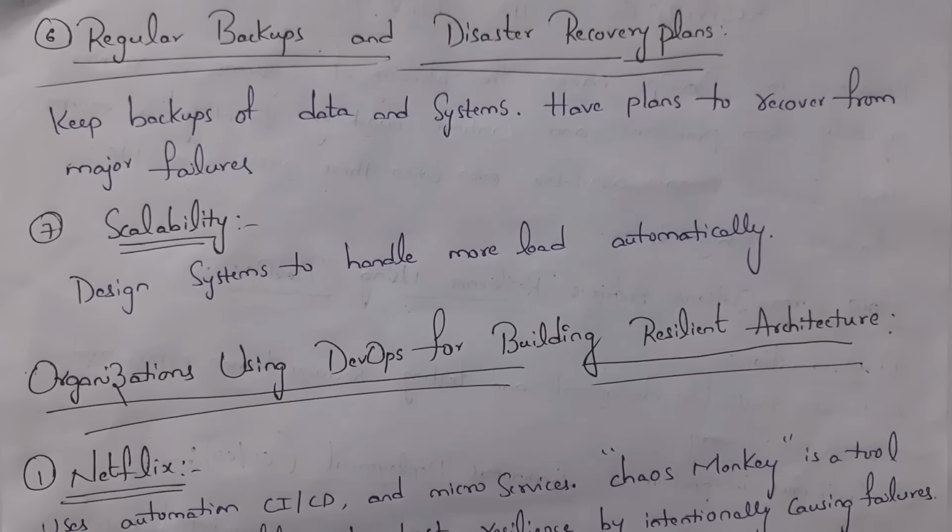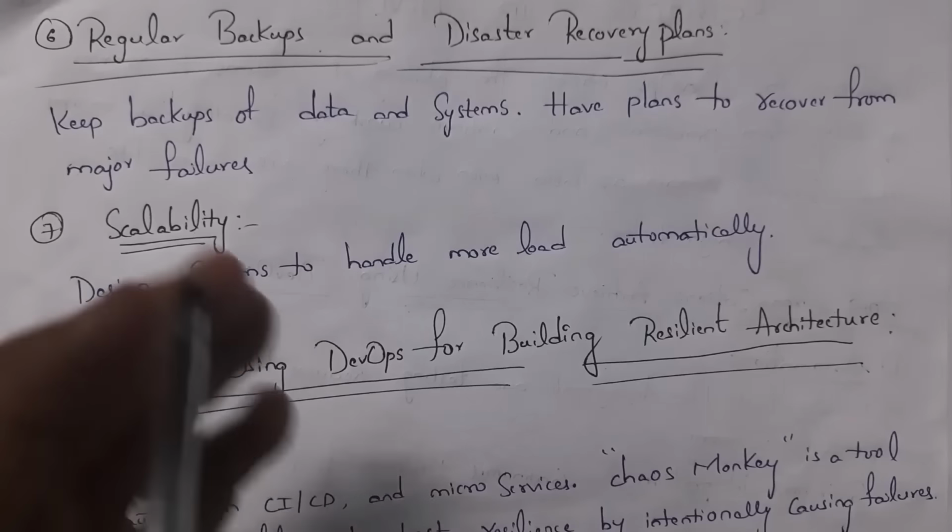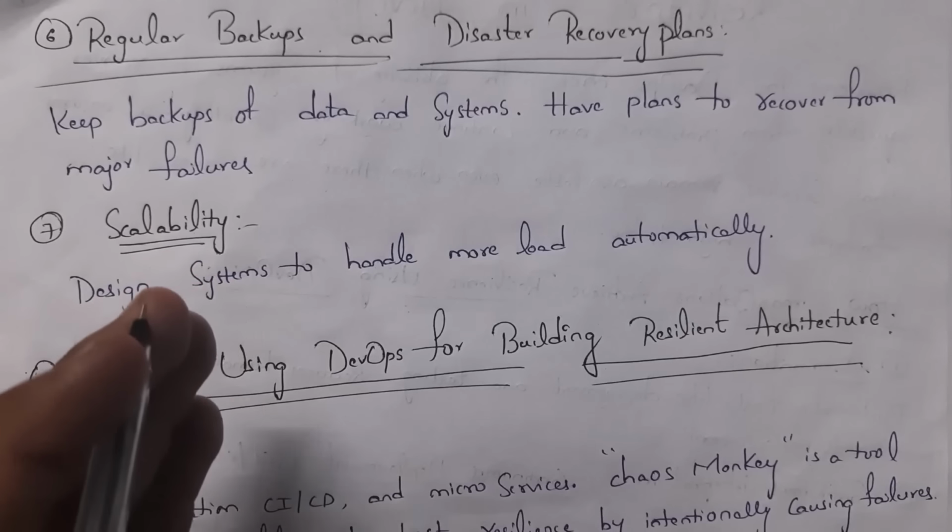Guys, backup is nothing but storing multiple copies of our data. So even if data loss occurs, we can easily restore the data. And also we need to prepare various kinds of plans in order to recover from major failures. And seventh one is scalability. Scalability means designing a system that will handle high load automatically.